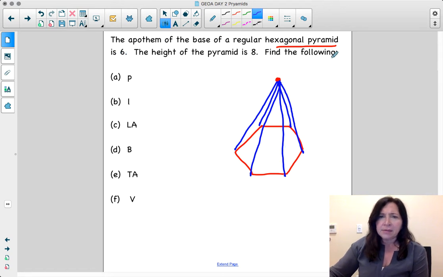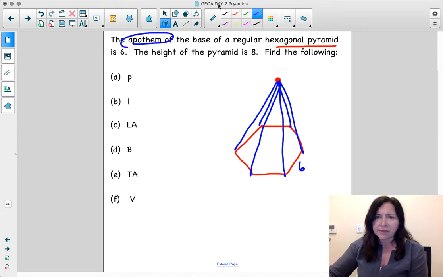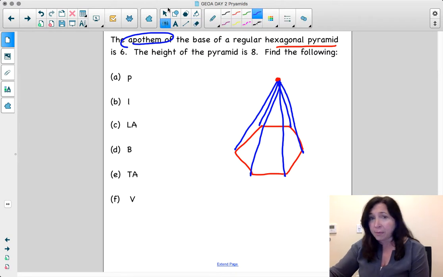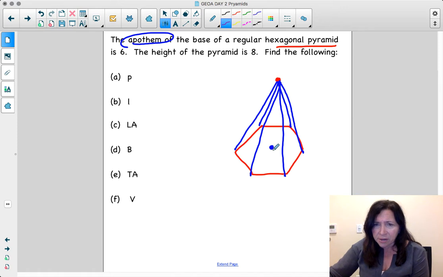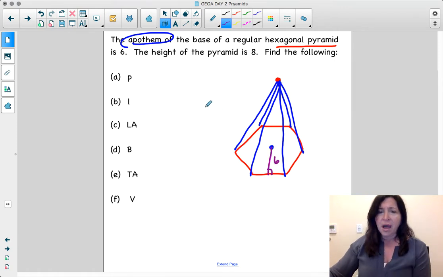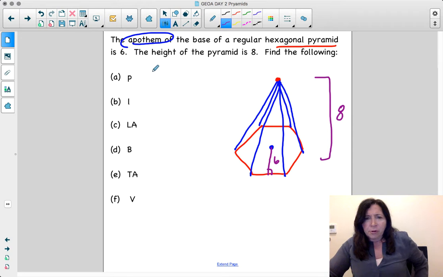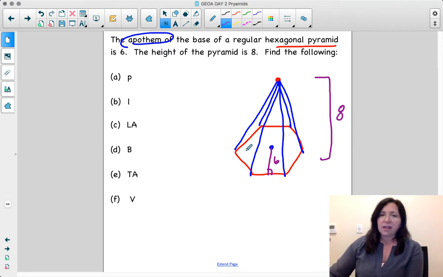Now, the apothem of the base is 6. So that means that this length from here to here is 6. The height of the pyramid, which is this whole length here, is 8. Find the following. Well, we need to find the perimeter. The first one has got us stuck.